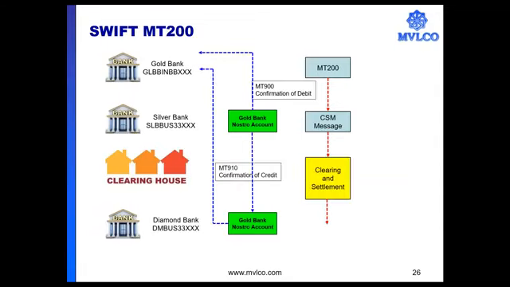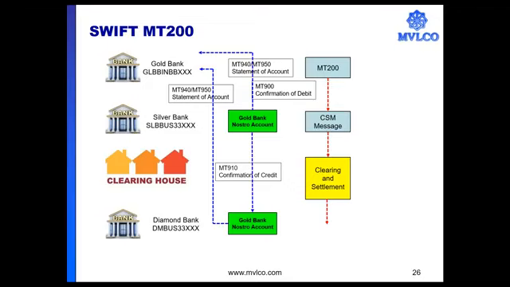Once the settlement is completed, they will inform Diamond Bank that we have paid you. When Diamond Bank gets paid, Diamond Bank would credit the Nostro account of Gold Bank, and after that they will send the MT910, which is the confirmation of credit message, to Silver Bank. So Silver Bank sends the MT900 confirmation of debit. Diamond Bank sends MT910 confirmation of credit. This is how MT200 is used.